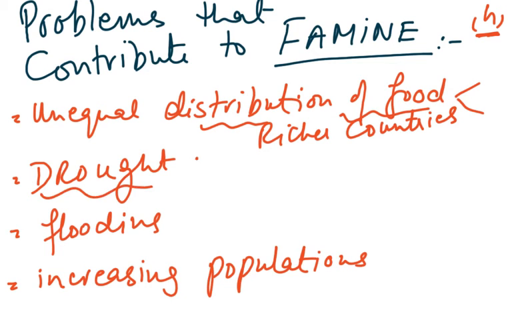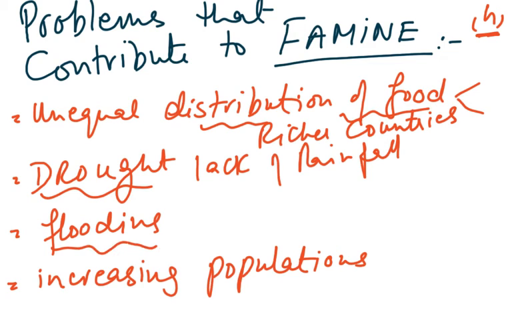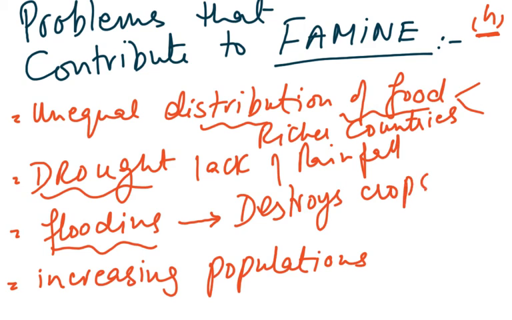Then drought means there's no rain, so lack of rainfall. So if there's lack of rainfall, and there are no irrigation systems, then the crops are going to be affected. So no crops, no food. Then flooding: you had a good crop, but then flooding occurs and the crops are all ruined, because if there is water standing for a long time, all the roots are going to die. So flooding destroys crops. That is another big major problem. And then we have increasing populations. I mean, the population is increasing many-fold and the land is the same. So how much crop can you get out of it?